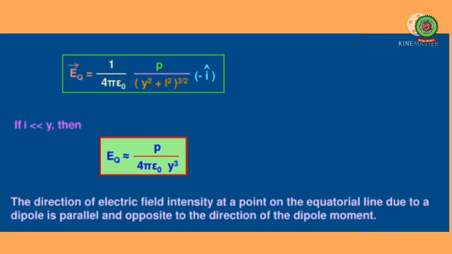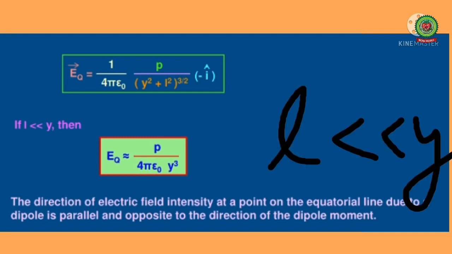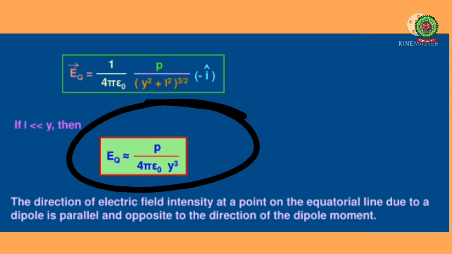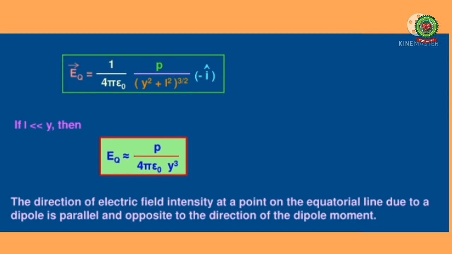Students, let's take a special case in which the length of the dipole is very small as compared to the distance of point Q from A. So, we shall be ignoring the value of L square and the result will come out to be E equal to p over 4 pi epsilon naught y cube. Students, the direction of electric field intensity at a point on the equatorial line due to a dipole is parallel and opposite to the direction of dipole moment.